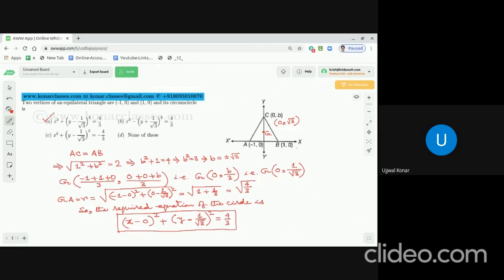In fact, the other triangle, which you can get by having the other vertex, point C, below the x-axis, that equation is not given in any of these 4 options. So hence, we have not proceeded further by considering the point C as below the x-axis. I hope, dear students, this is clearly understood.